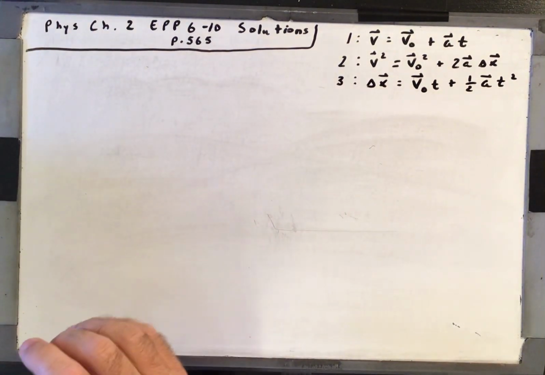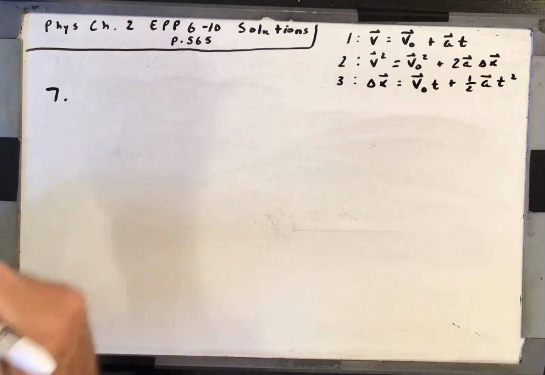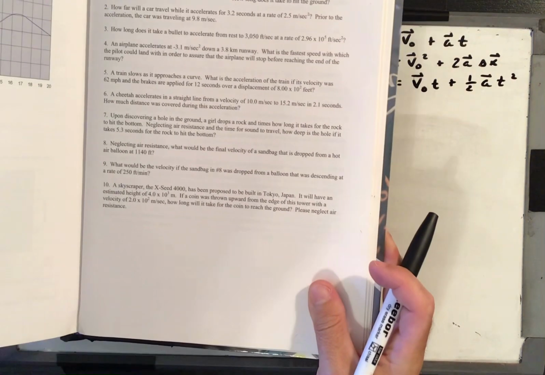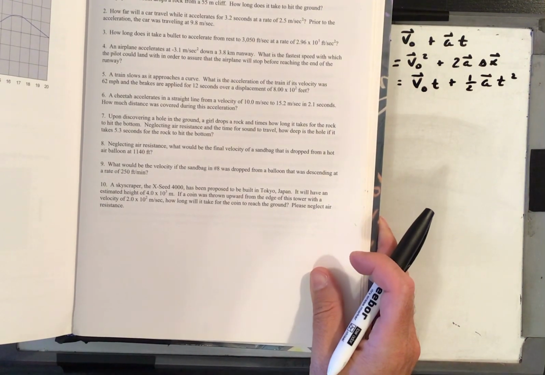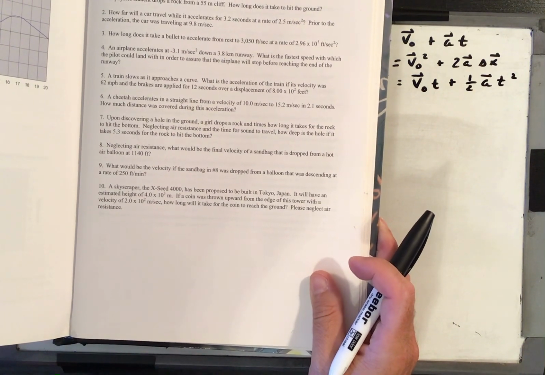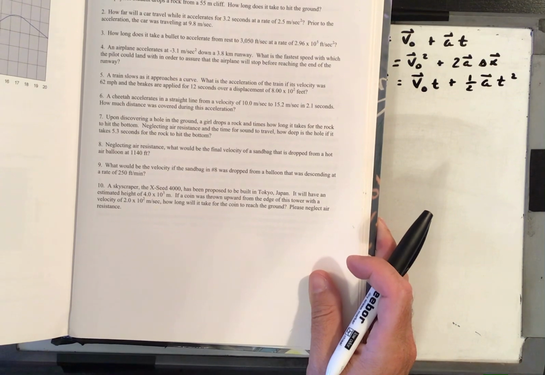All right, number 7. Number 7 says, upon discovering a hole in the ground, a girl drops a rock and times how long it takes for the rock to hit bottom. Neglecting air resistance and the time for sound to travel, how deep is the hole if it takes 5.3 seconds for the rock to hit bottom?